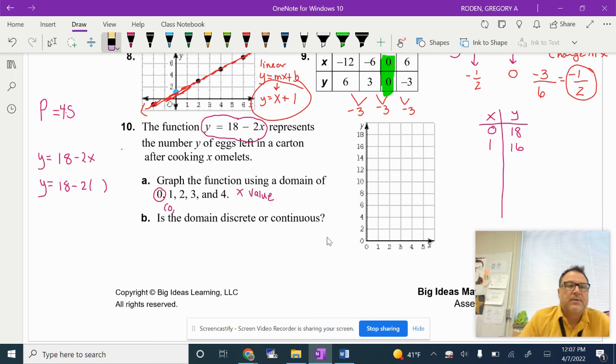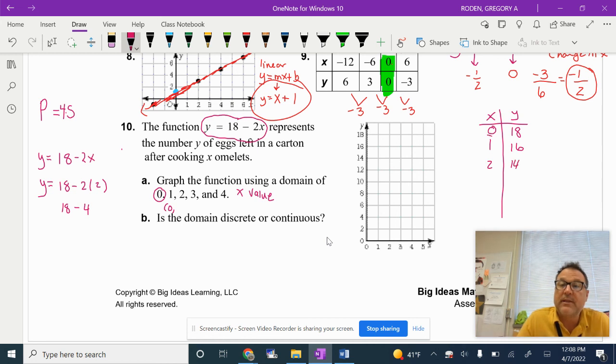Excellent. All right, so now we have 18 minus 2 times, well, what number are we putting in? We're putting in a 2, right? Okay, so put in a 2 here. Well, 2 times 2 is 4, so 18 minus 4. Well, what's 18 minus 4? 18 minus 4 is 14, so I get 2, comma 14.